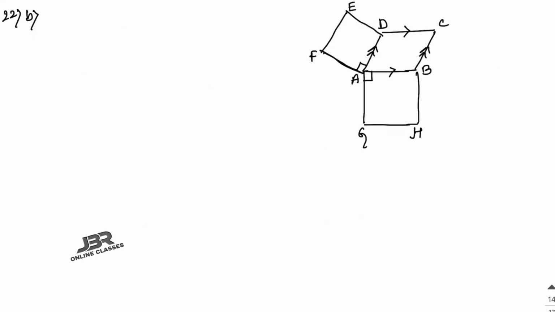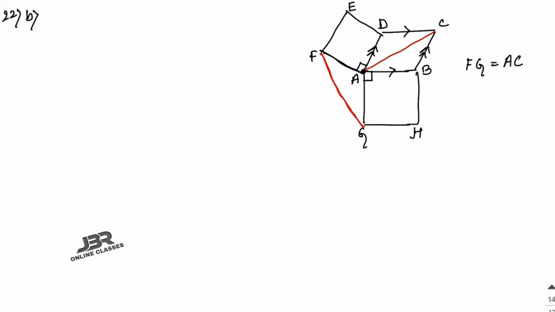Now the next one, number B. Here ABCD is a parallelogram, and ADEF and AGHB are two squares. Prove that FG is equal to AC. So where is FG? FG means this one. FG is equal to AC, this one. You have to prove that FG is equal to AC.